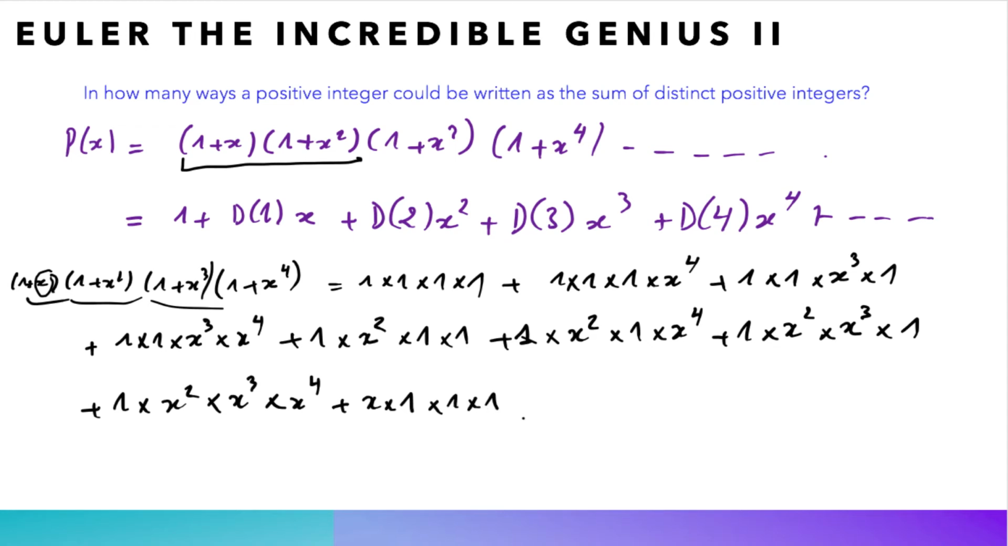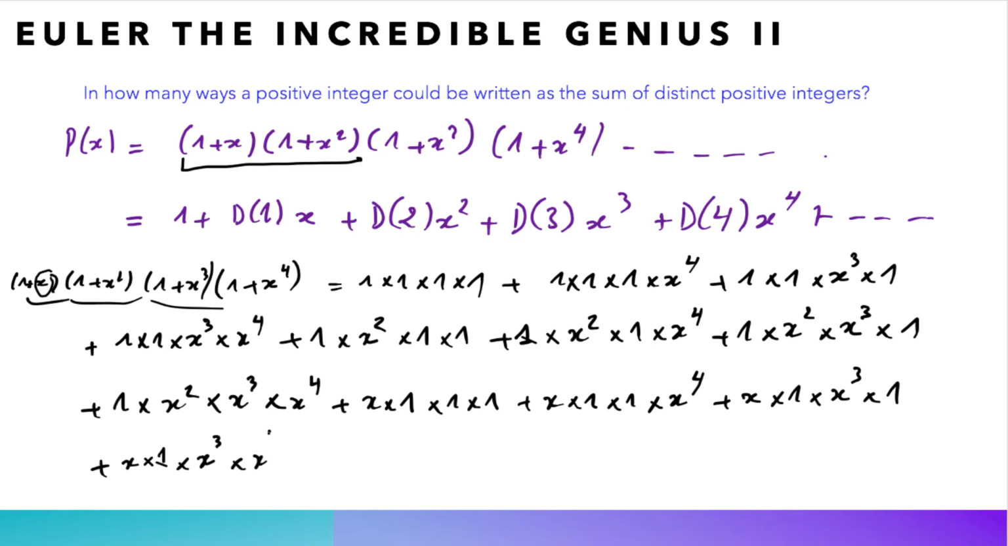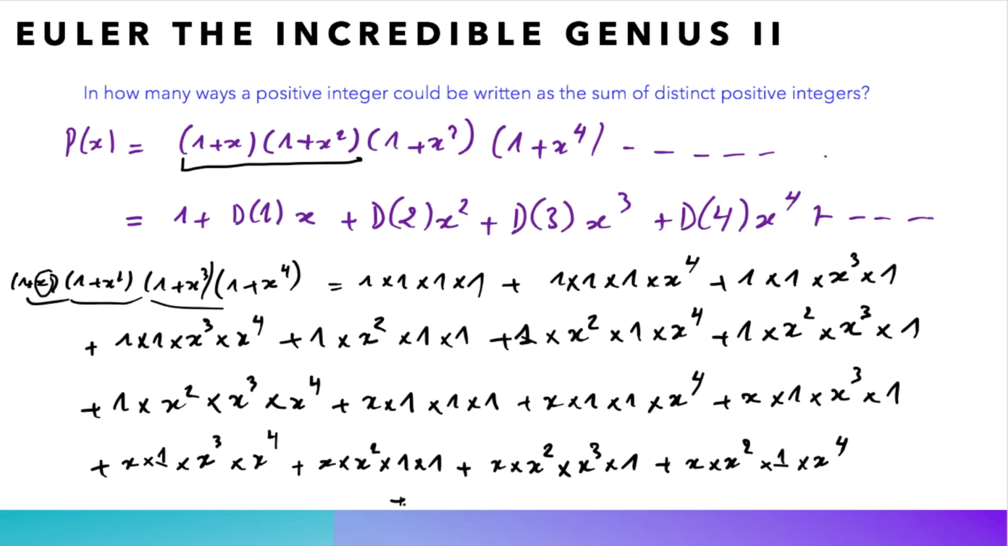I'm not afraid of computations, as you can see. Plus x times 1 times 1 times x to the 4th, plus x times 1 times x cubed times 1, plus again x times 1 times x cubed times x to the 4th, plus x times x squared times 1, plus x times x squared times x cubed times 1, plus x times x squared times 1 times x to the 4th, plus x times x squared times x cubed times x to the 4th, and we're done.